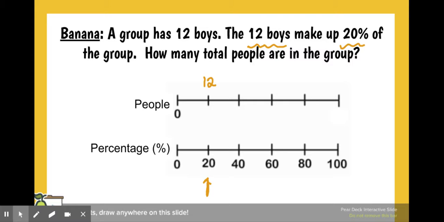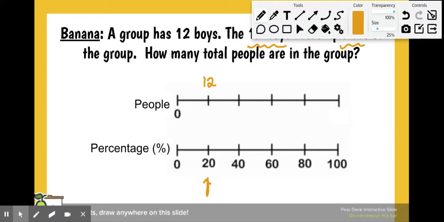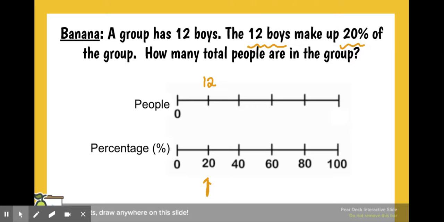Now I'm going to look at what the problem is asking me to find. What it's asking me to find is how many total people are in the group. This word total, I know when I hear that word, that corresponds with 100%, because 100% of whatever I have is the total amount, right? It's my full thing. It's 100%. So my question is, what or how many people correspond with 100% in my group?